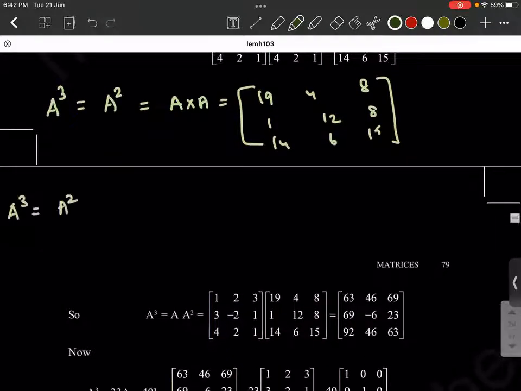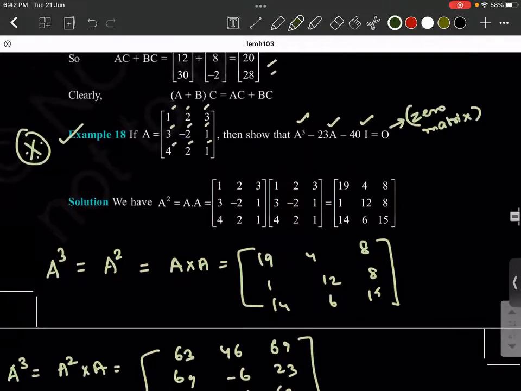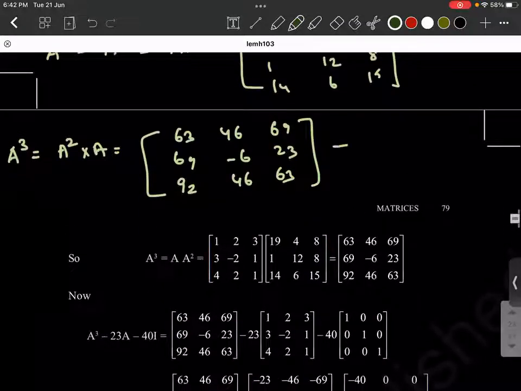A cube will be written as A square into A. So A square into A is going to give you 63, 46, 69; 69, minus 6, 23; 92, 46, and 63. Okay. Now what we can do is, you find out A cube minus 23A. So A cube is this thing. What is 23 times A?